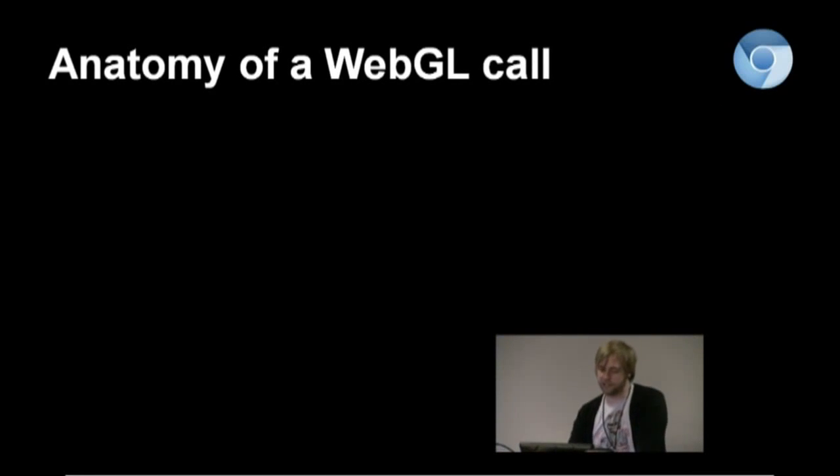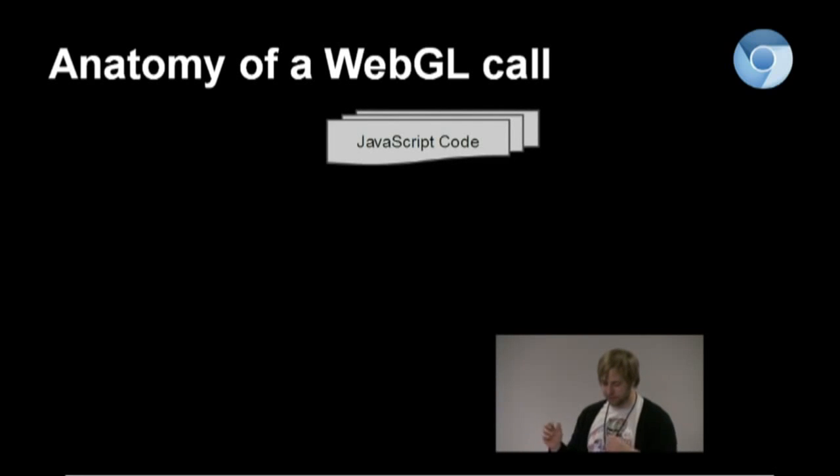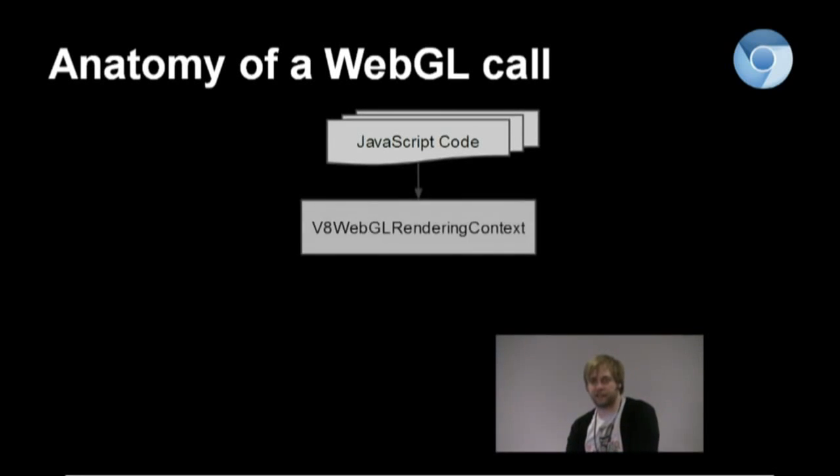It's really important to know what's going on under the hood. In this case, I'm going to talk about Blink, because WebKit is way more convoluted than Blink. So in our app, we're going to make a WebGL call. We're in our JavaScript code, and from there, the call goes into the V8 WebGL rendering context.